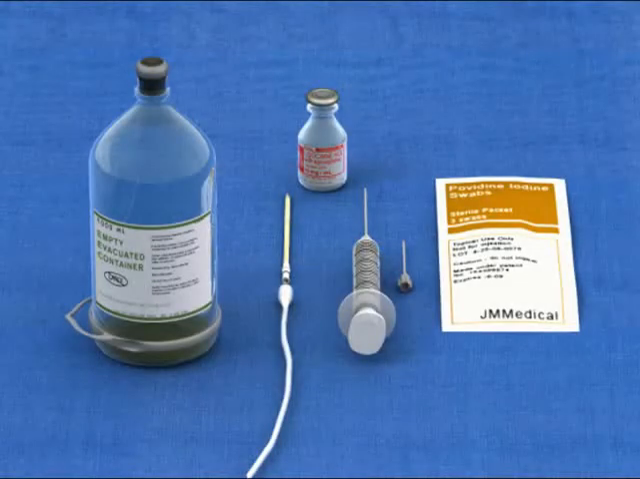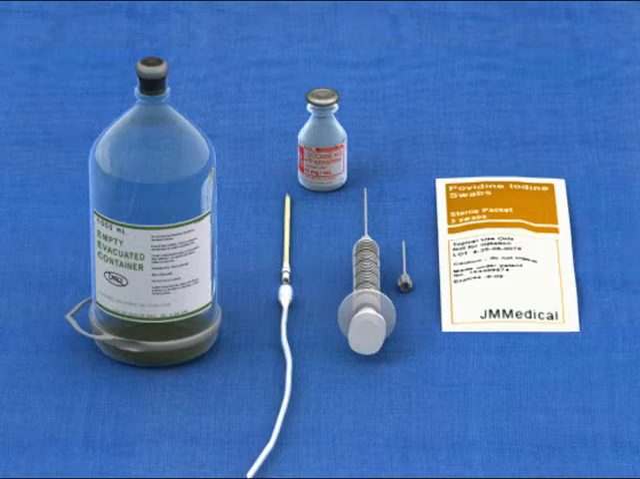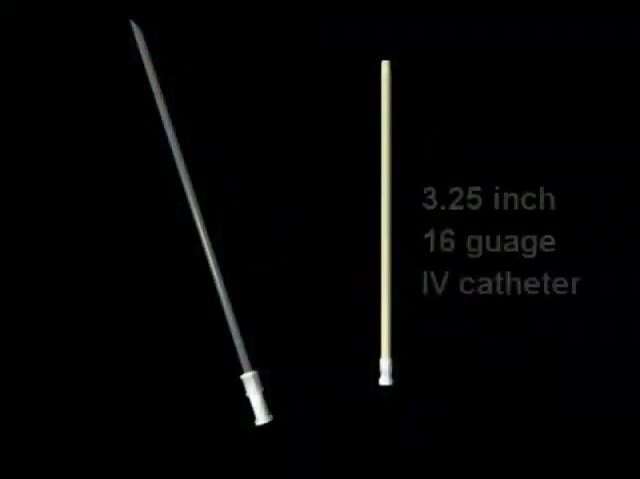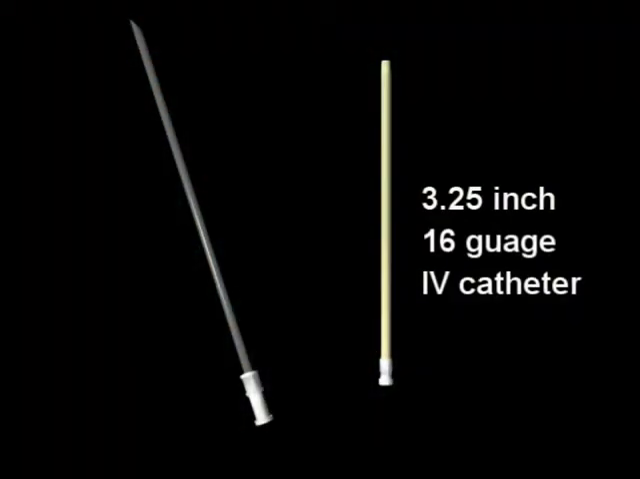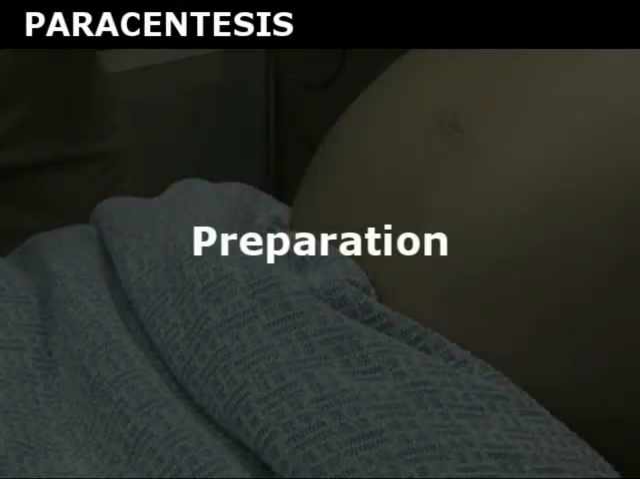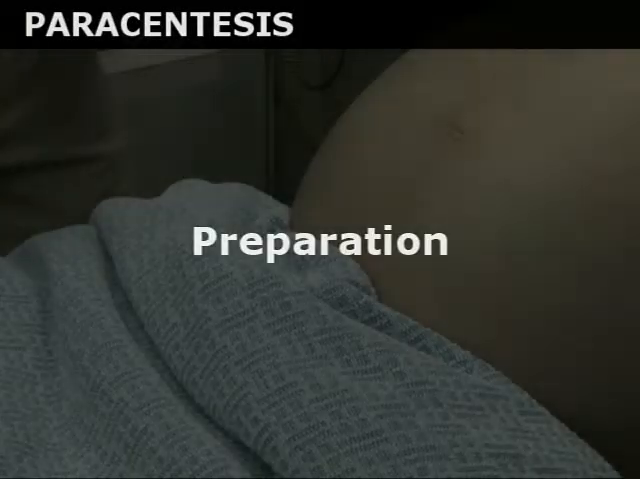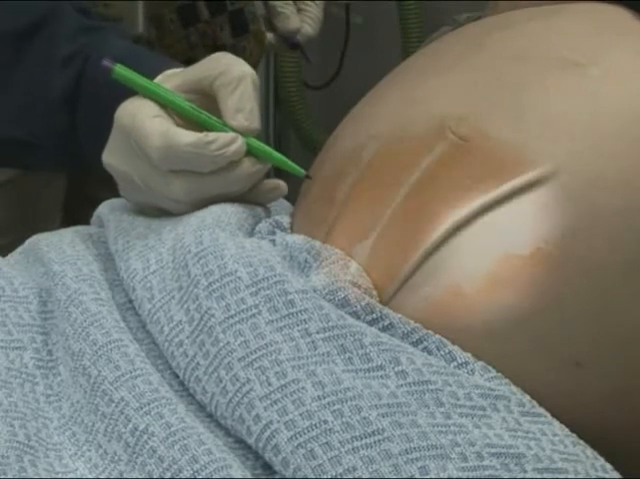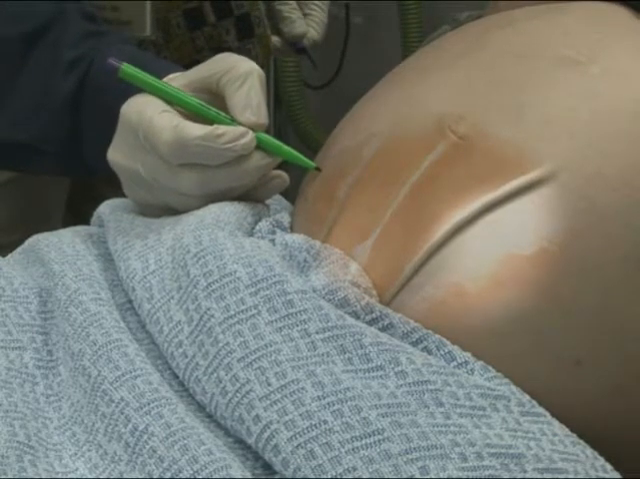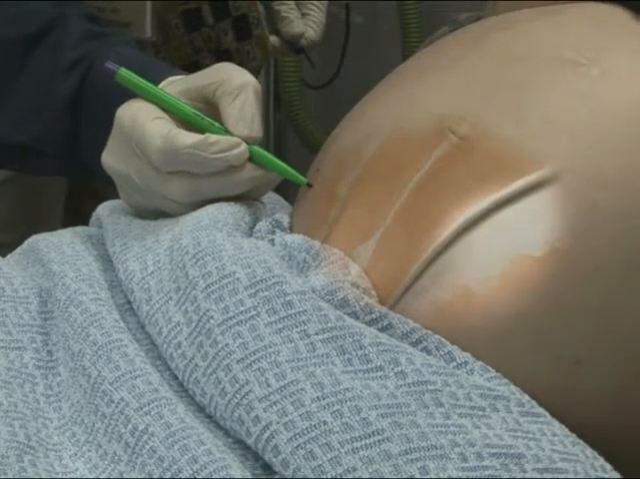Paracentesis kits are available, though for large volume paracenteses, a simple IV catheter with connection tubing and vacuum bottles will work well for safe drainage of abdominal fluid. A 3 1/4 inch 16 gauge IV catheter is ideal for drainage of large volumes. The insertion site should be selected on or near the midclavicular line in the lower quadrant at the level of the anterior inferior iliac crest.